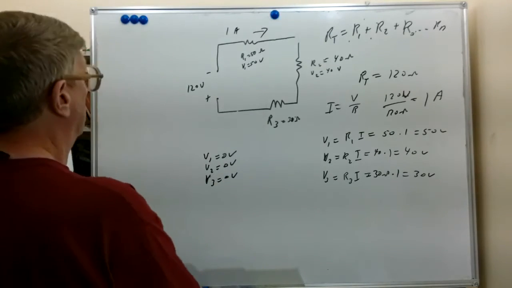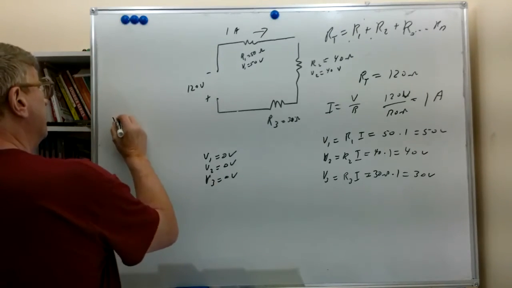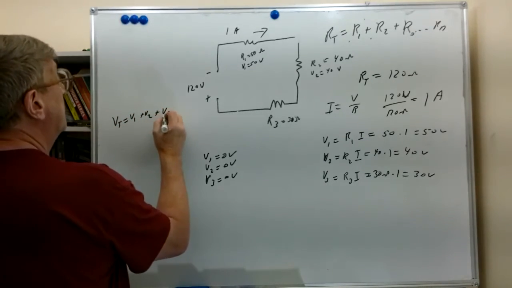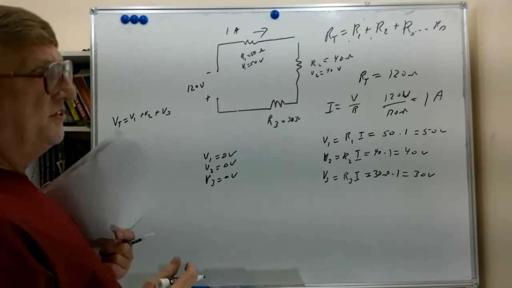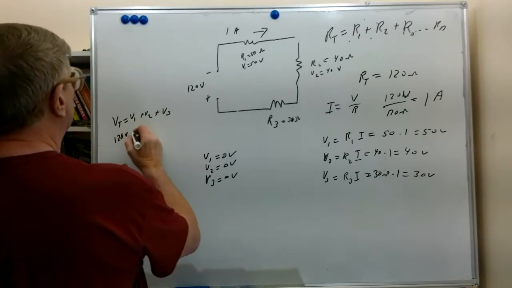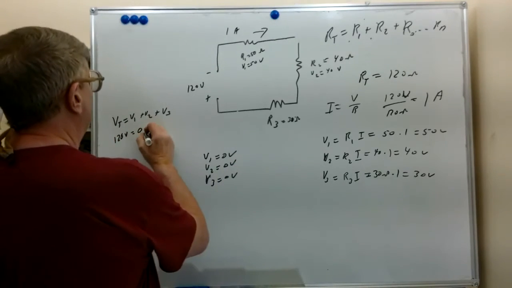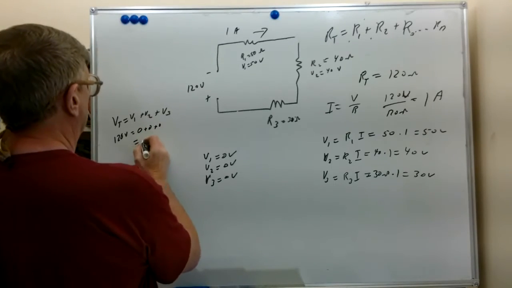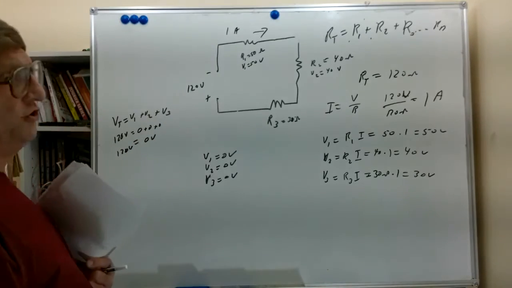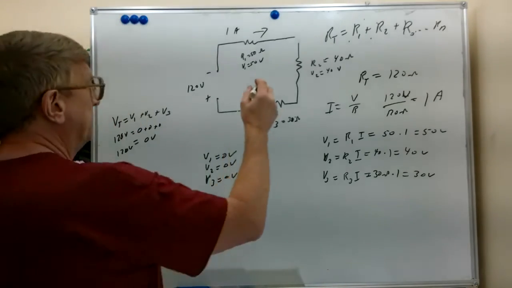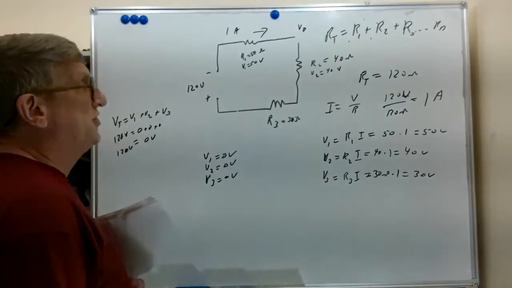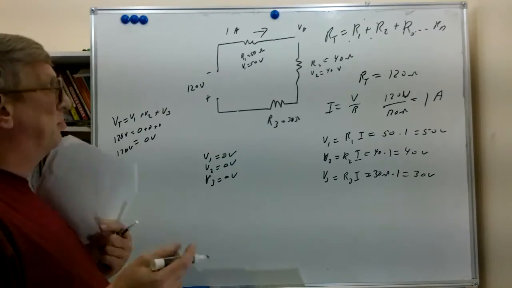Now our series voltage formula, VT equals V1 plus V2 plus V3. Well, this still has to be true. So 120 volts equals 0 plus 0 plus 0. 120 volts equals 0 volts. That doesn't make sense. So where did that voltage appear? Well, it all appears right across here. Let's call this VB, the voltage across the break in the circuit.